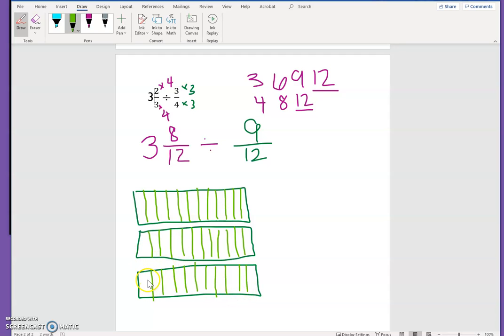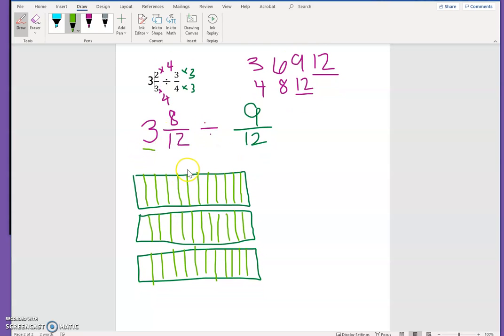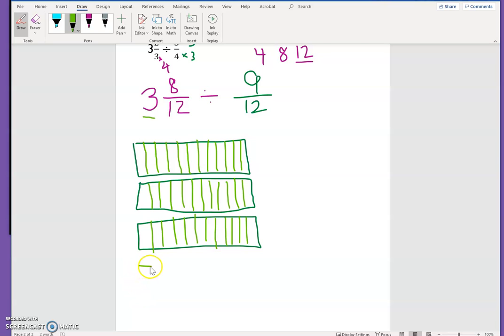Make sure these have 12 in each. 1, 2, 3, 4, 5, 6, 7, 8, 9, 10, 11. Got to break that one there into 12ths. All right, and then I also have to remember to deal with my 8 12ths as well. So that's the 3 wholes from here, and then underneath that I'm going to make 8 boxes. Okay, so this won't be the same size. One, two, three, four. So this models 3 and 8/12.